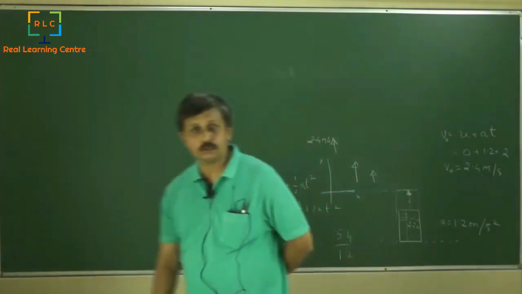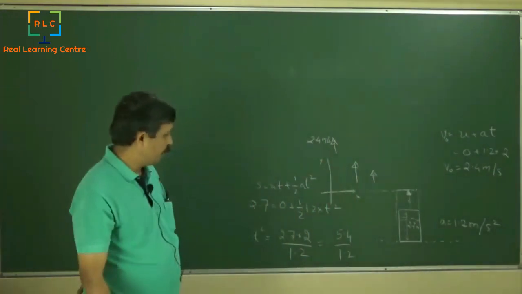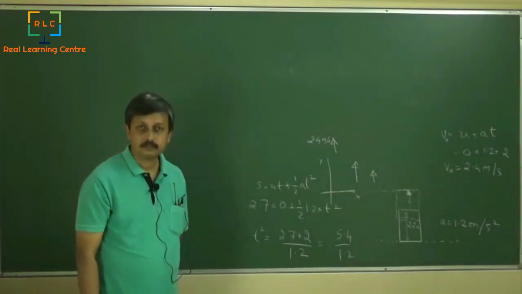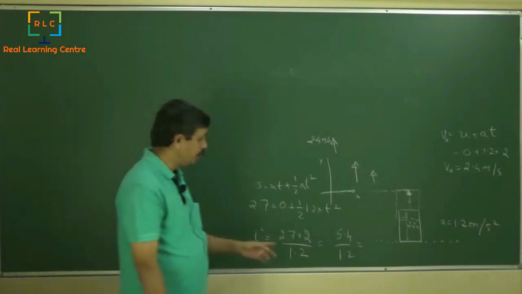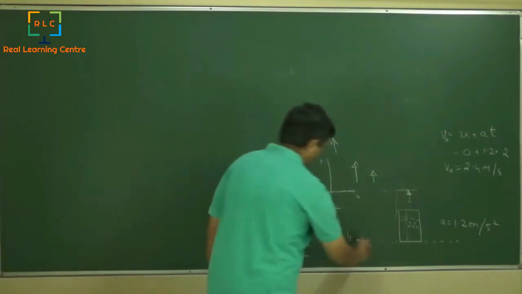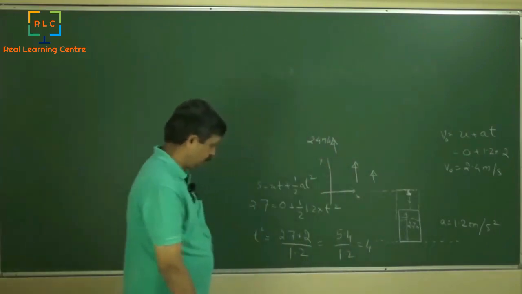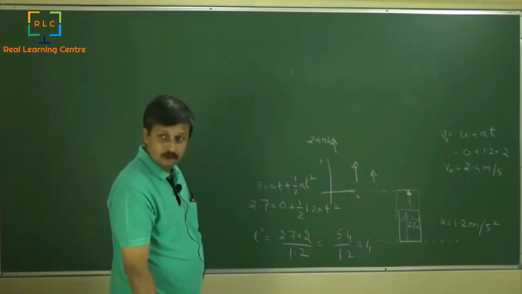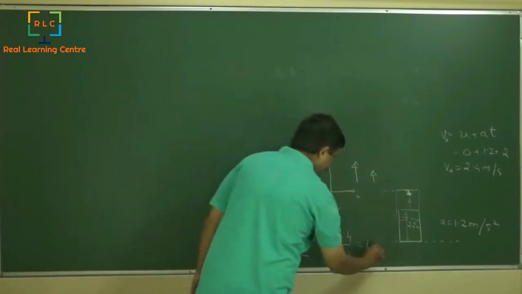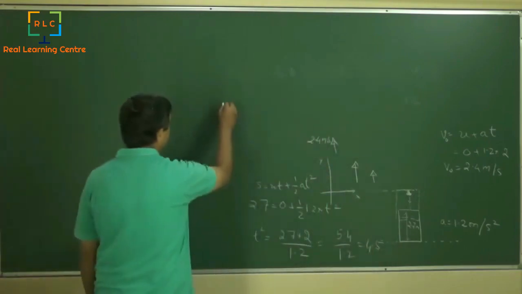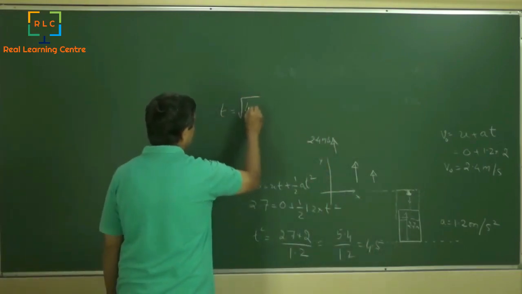So T is equal to square root of 5.4 by 1.2. 4 point? I don't think that is correct. How much? That is 4.5 is T square, correct. So what is T? Square root of 4.5, which is?